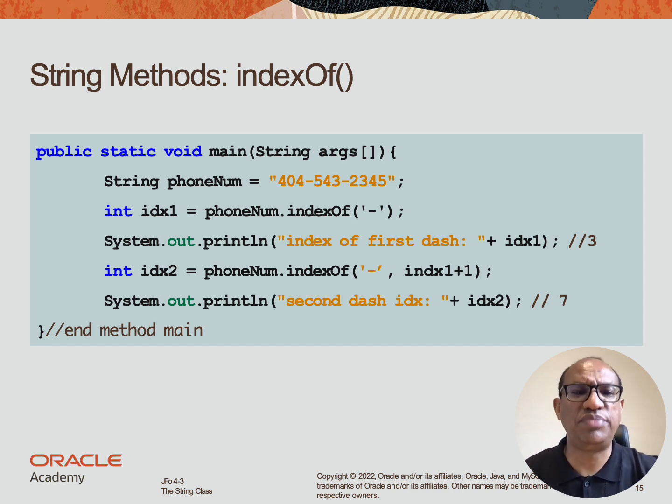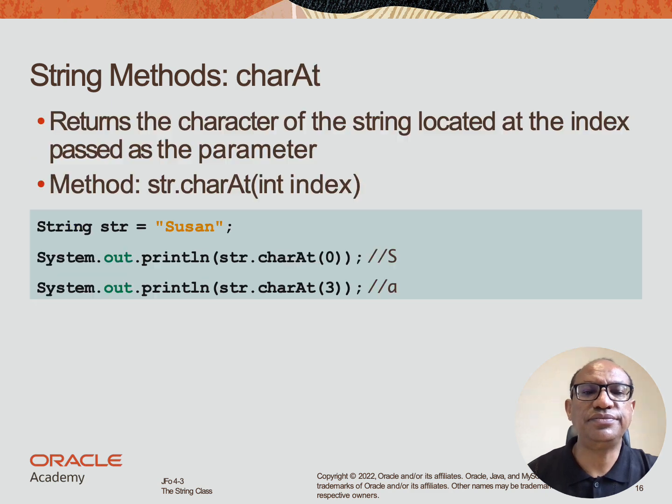Here is a more complete example of using indexOf. A String phoneNum, the value set to "540-543-2345". int idx1 = phoneNum.indexOf('-'). int idx2 = phoneNum.indexOf('-', idx1 + 1).